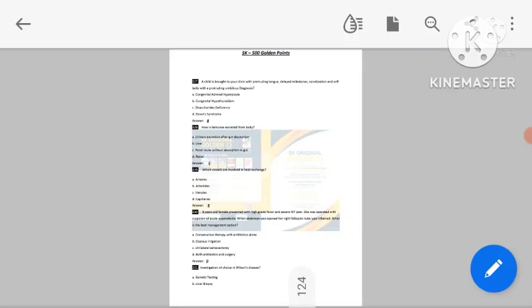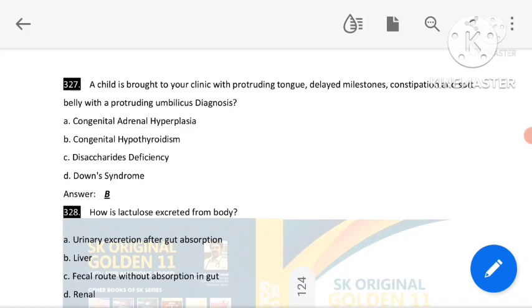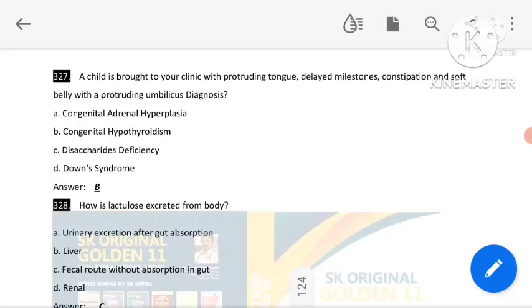Point number 327, a child is brought to your clinic with protruding tongue, delayed milestones, constipation and soft belly with protruded umbilicus. So which of the following is the diagnosis? It is congenital hypothyroidism. Down syndrome is a differential of this scenario. So congenital hypothyroidism is the most likely right answer.